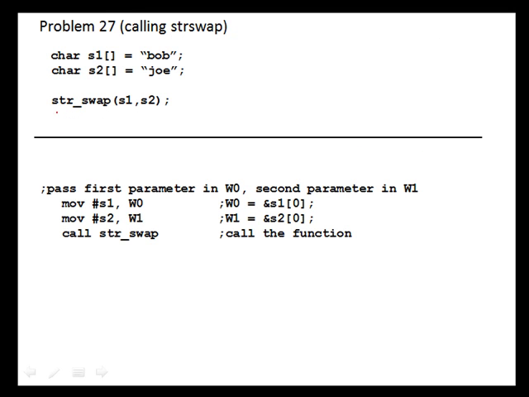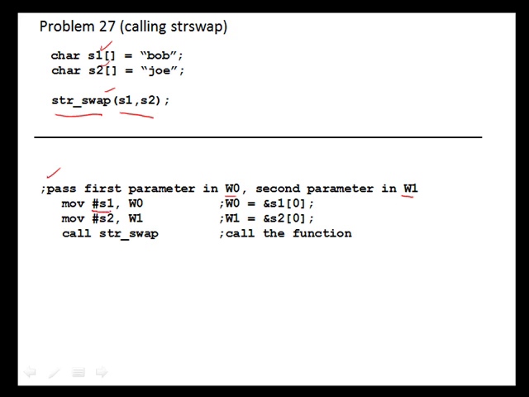Here we have some C code that is calling the function that we wrote in the previous page. We declared 2 strings S1 and S2, and we're passing them to the string swap function. Here's the PIC24 assembly language code that's going to implement this call. We need to pass the first parameter in W0, the second parameter in W1.